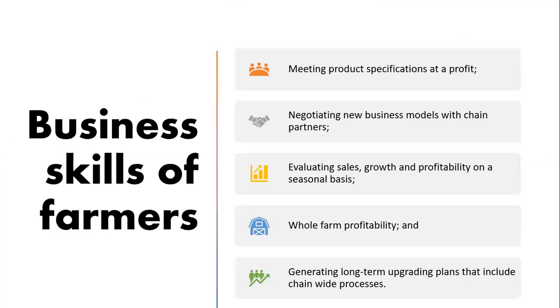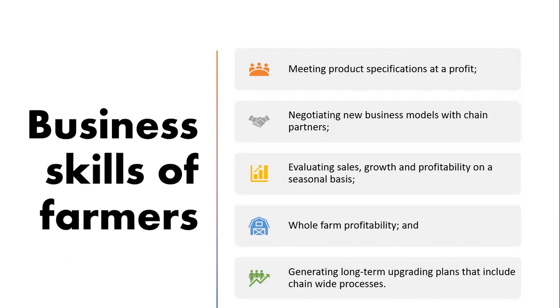So the farmers should have some kind of business skills. I put these slides because tomorrow I will discuss more about entrepreneurial skills and how they are identified by the extension officers, right? Just for your understanding of the business skill needs of farmers, the first one is meeting product specifications at a profit. In the market, the buyer or consumer has their own specifications with respect to the product.